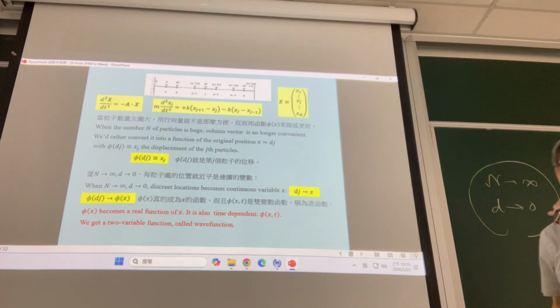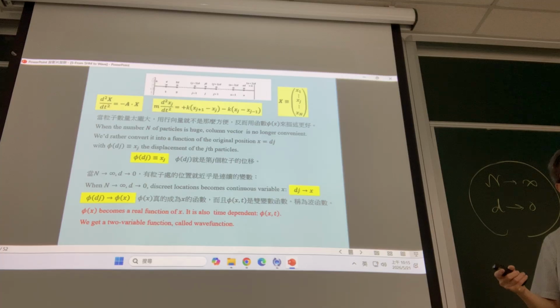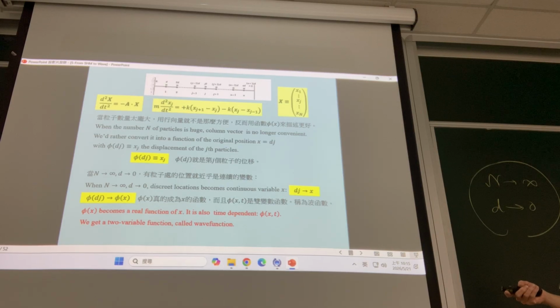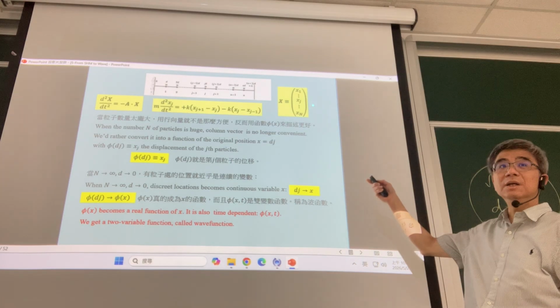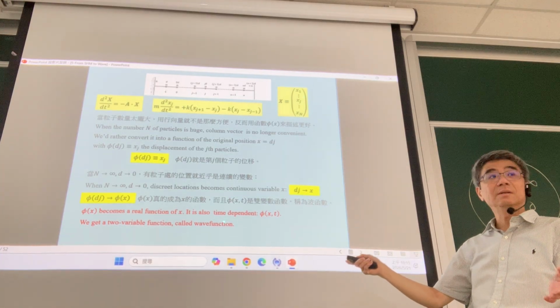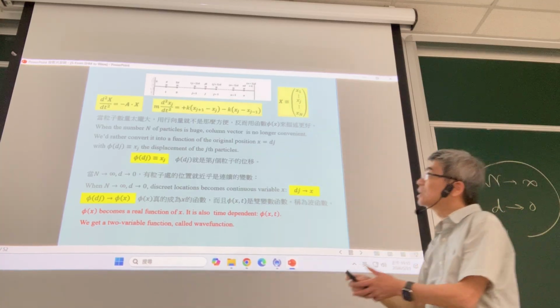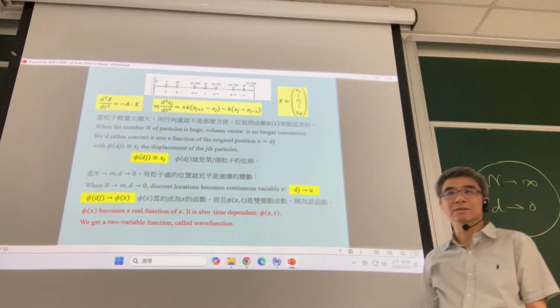This phi of x now is a real function of a continuous variable x. However, it also depends on time because it will change with time. Therefore, it is a function of x and time. It's a two-variable function. Ladies and gentlemen, we call it the wave function. That's the central object we are going to study in the wave system. But you can see the origin of this most important object in the wave system is actually the column vector, a collection of the positions of a coupled oscillation system.